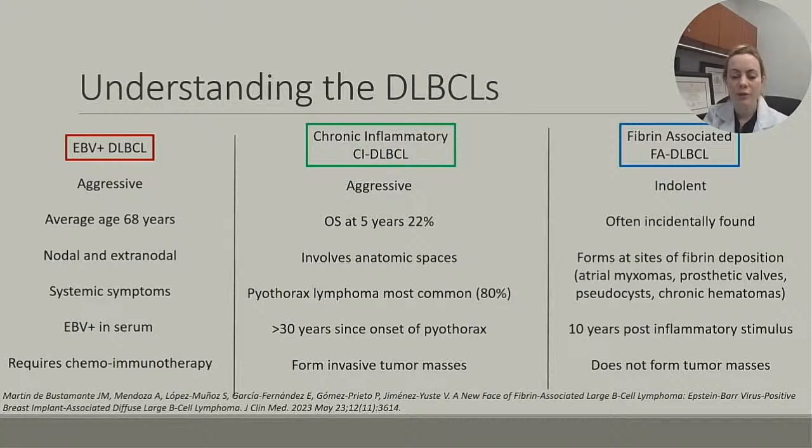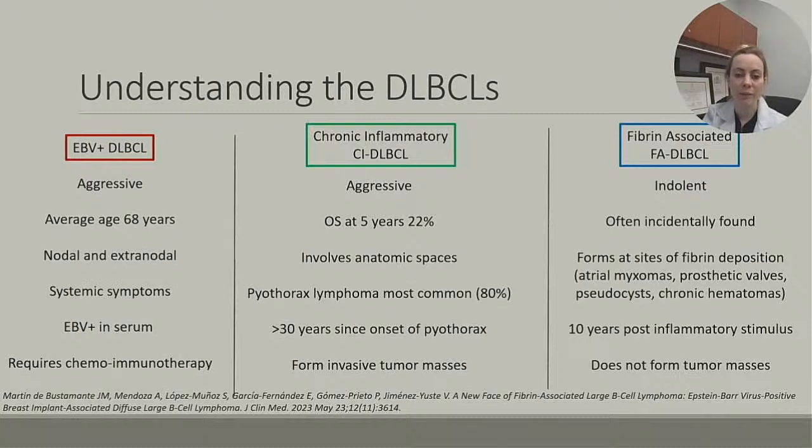Now, fibrin-associated diffuse large B-cell lymphoma used to be considered a subtype of the chronic inflammatory diffuse large B-cell lymphoma. However, this most recent World Health reclassification separated it out into its own category because clinically it acts very different from chronic inflammatory diffuse large B-cell lymphoma. Unlike chronic inflammatory, it is not aggressive. It is very indolent. Because it's indolent, it's often incidentally found.